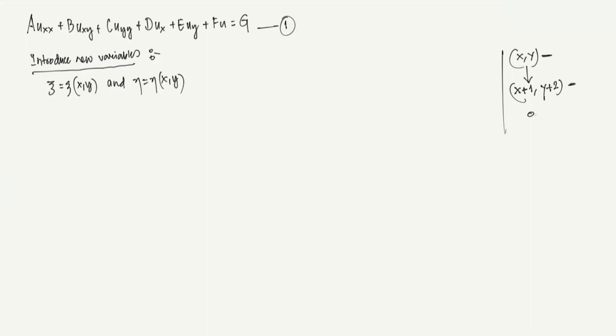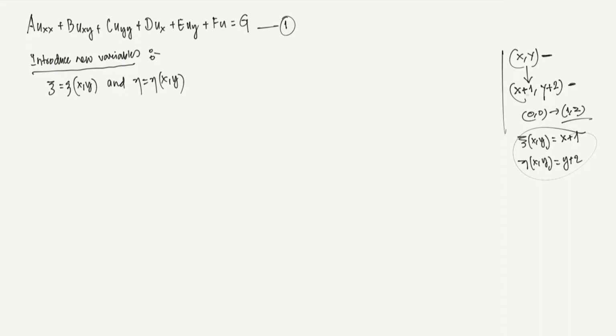So basically the origin (0, 0) is getting transferred to (1, 2). Is it okay? Now this is a change of variable, right? And so what are xi and eta in this case? You see, xi of (x, y) in this case is nothing but x plus 1, and eta of (x, y) is nothing but y plus 2. In our case, xi and eta will represent something like this. You understand? That's the point.